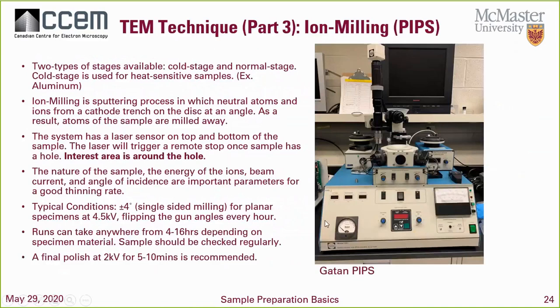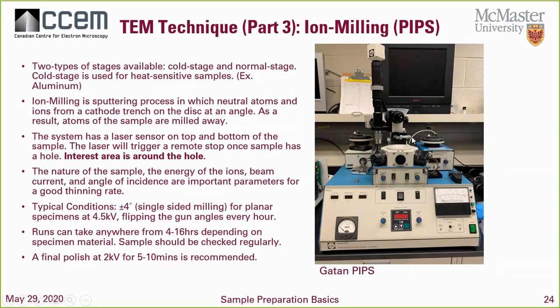Okay. Now after dimpling, right, you're going to consider putting it in the ion mill, right? Because you want that extra help. You want to make that hole, right? So what's an ion mill, right? So there's two types of ion mills usually, or the ways that we can prepare samples in the ion mills. Is using a cold stage or a normal stage. Usually we use the cold stage for samples that are sensitive to ion beams or sensitive to that sort of environment that we're going to put it through, right?